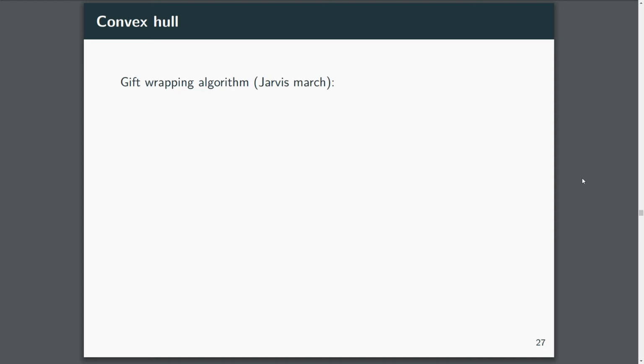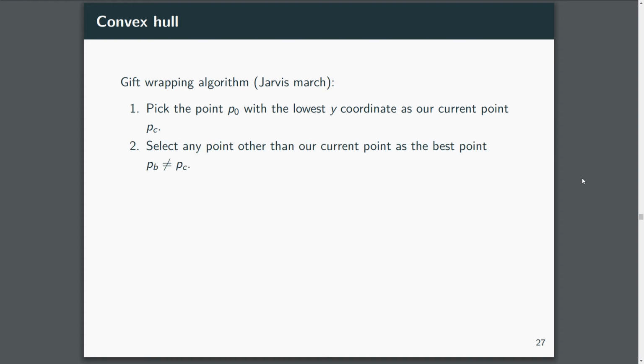Another way of finding the convex hull is what's known as the gift wrapping algorithm. It's sometimes called Jarvis March. So here we pick the point P0, which has the lowest y coordinate, as our current point PC. And again, it's not important that it is necessarily the lowest y coordinate, it just has to be a point which is definitely on the convex hull. Then we select any point other than our current point. And that will be the best point we have so far. So we say PB is equal to something which is not PC.